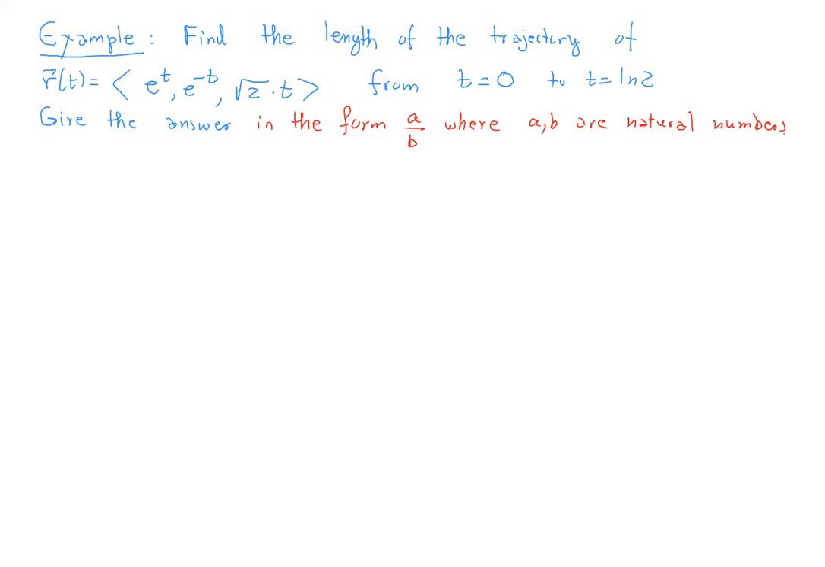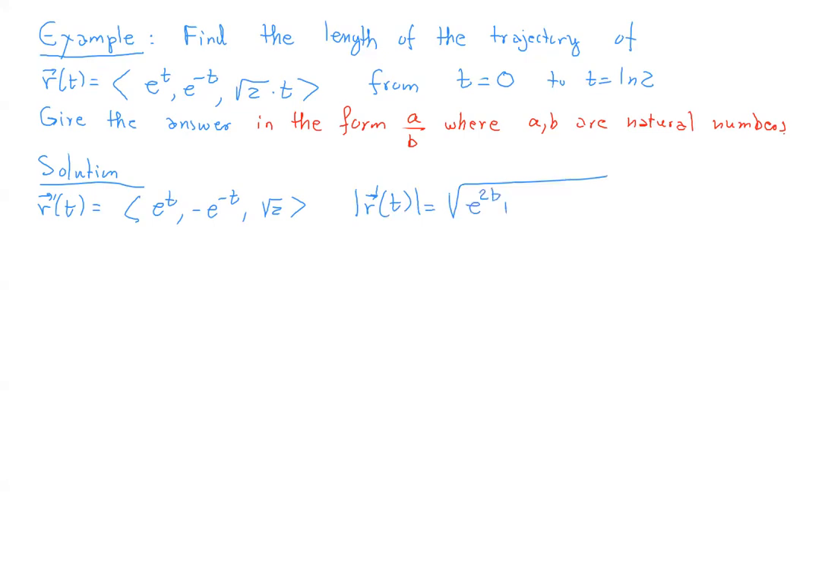So again, I would suggest that you try to pause the video and try to do this problem. And here's the solution. So again, we want to find r prime of t, which will be e to the t, minus e to the negative t, and square root of 2. The magnitude of this is going to be square root of e to the 2t plus e to the negative 2t plus 2.